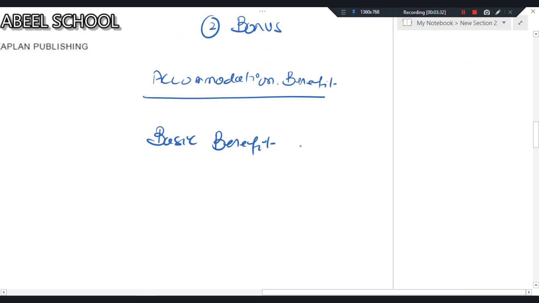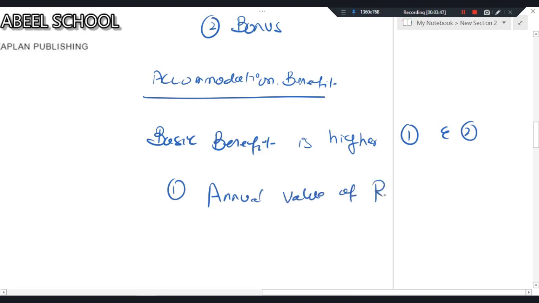The basic benefit is higher of 1 and 2. Now what is 1? The 1 is annual value of rent. Simply, you have been given a rent-free accommodation. Employer is not charging you any rent and he has given you the accommodation. So definitely you are having a benefit that you are living in that accommodation and you are not paying any rent. So there's a benefit for you. We need to calculate that amount of the benefit.